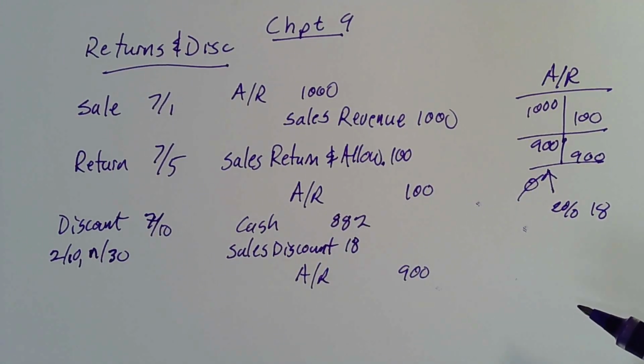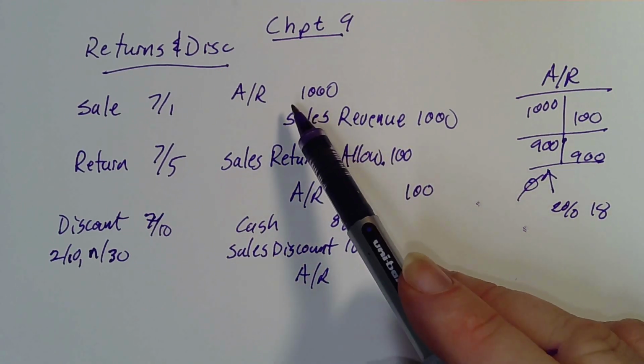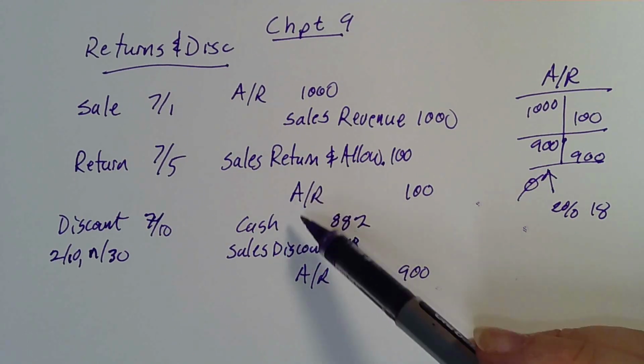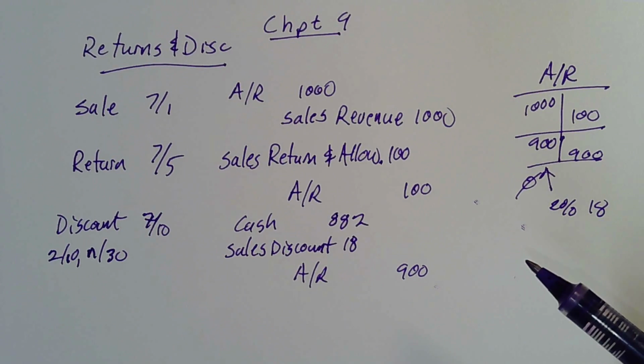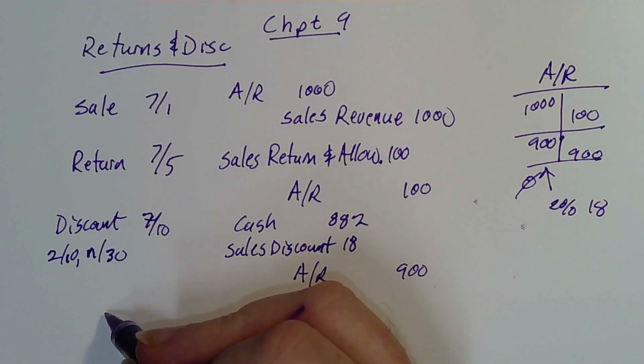And that's what we've learned about AR up to now. How to create it with a sale, how to mark it down if we've got either a return or a discount. Let's continue on with some additional information about accounts receivable that we find out in this chapter.